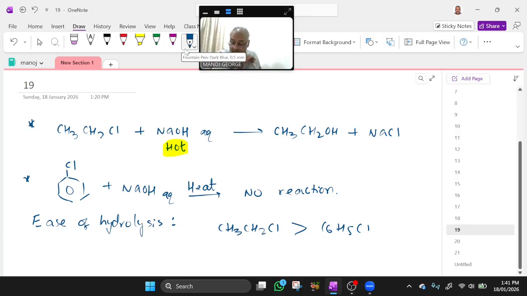Let me know if I can go to my next page. Cl on the side chain can be hydrolyzed. Cl on the ring cannot be hydrolyzed, even with NaOH aqueous hot, not possible. So we have to now very clearly understand. Okay, I'm waiting.